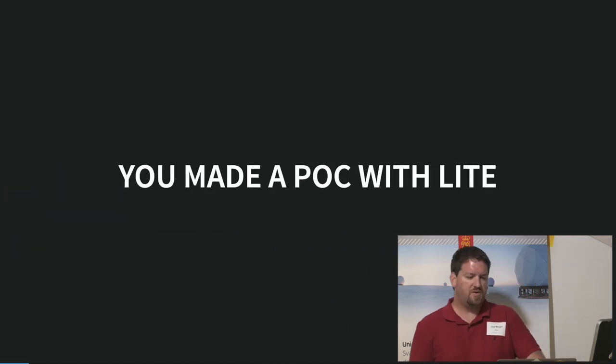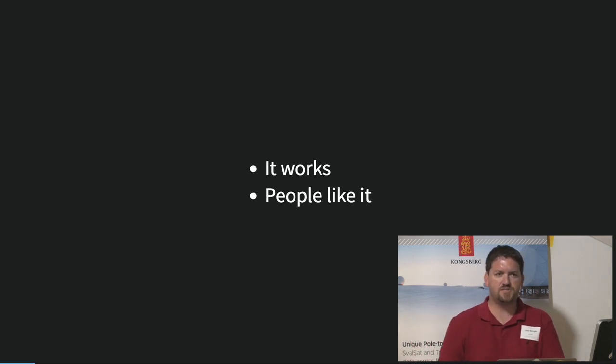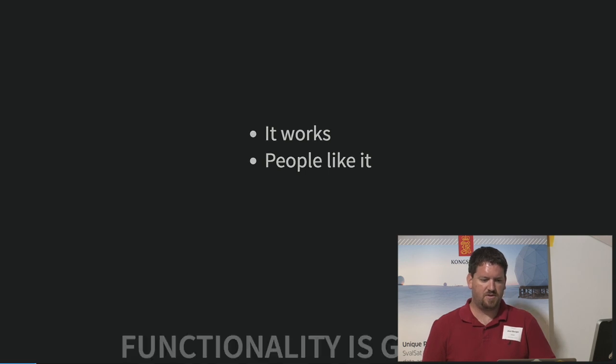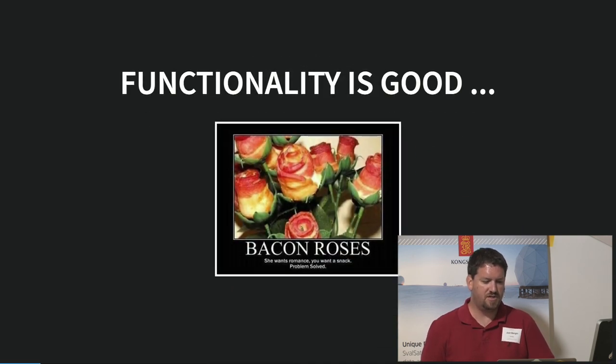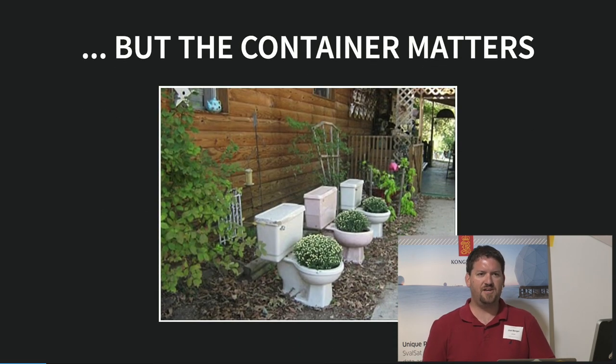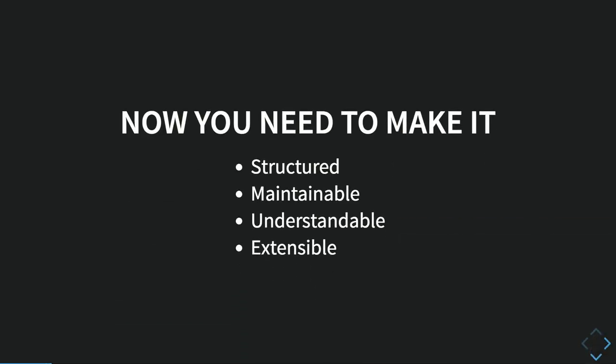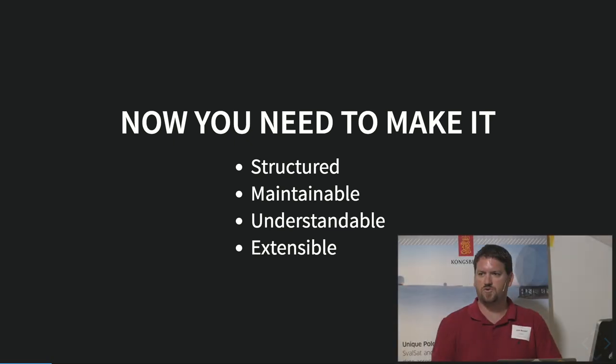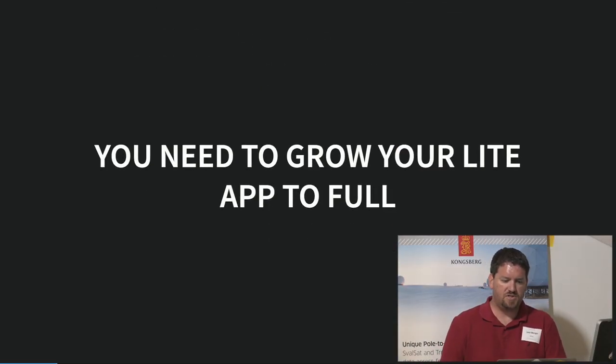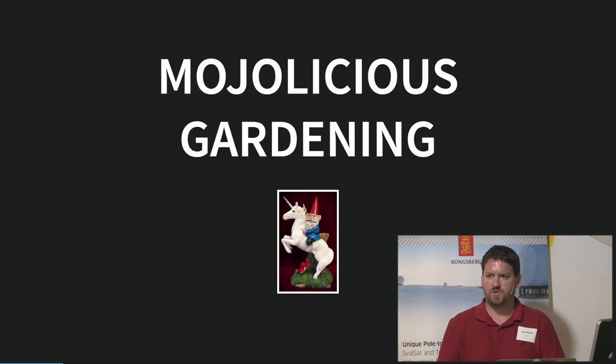All right, so you made a proof of concept with Mojolicious Lite. Good for you. It works and people like it. Its functionality is good, but the container kind of matters too. So now you need to make it structured and maintainable and understandable and extensible. People have to be able to keep working on it even after you leave. You have to be able to give it off to a big group to develop. You need to grow your Lite app to a full app. And that's where we get to get some gardening.